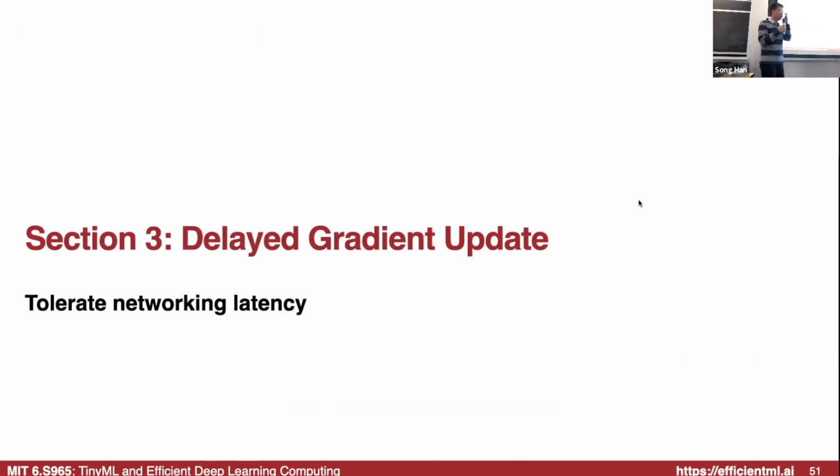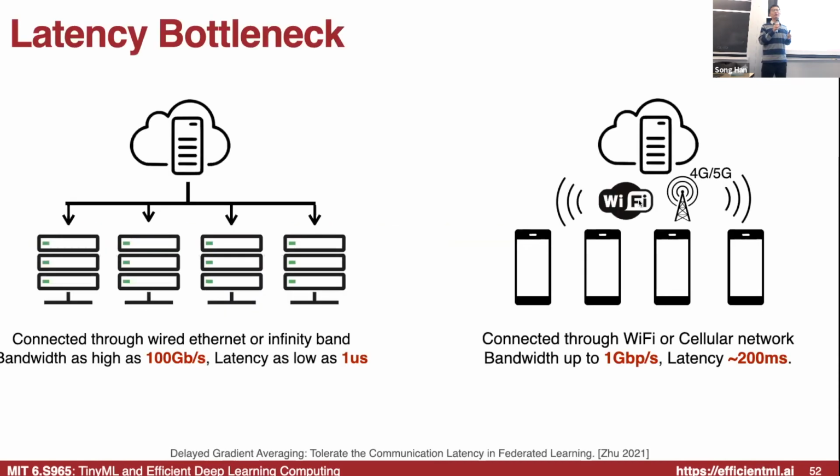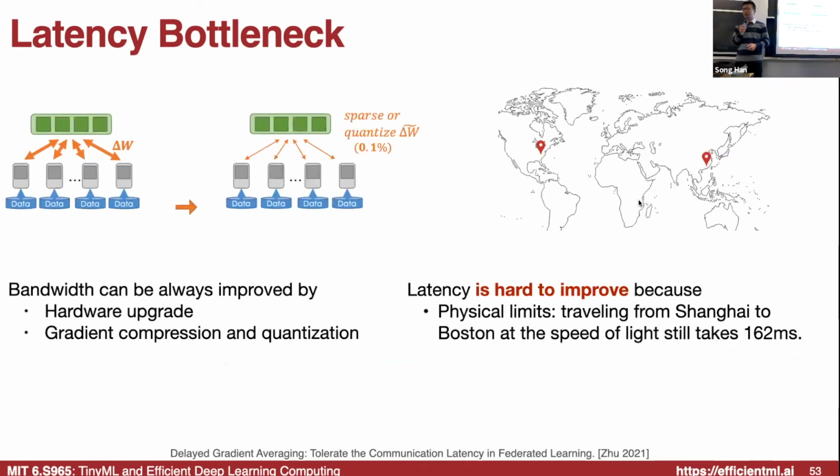So far we talked about how to tolerate and reduce the bandwidth. There's a second critical problem, which is the latency. Reducing the bandwidth is important, but reducing the latency is equally important. The latency in a data center can be as low as 1 microsecond, but in 4G, LTE, etc., it can be as long as 200 milliseconds. So how do we conquer this latency bottleneck?